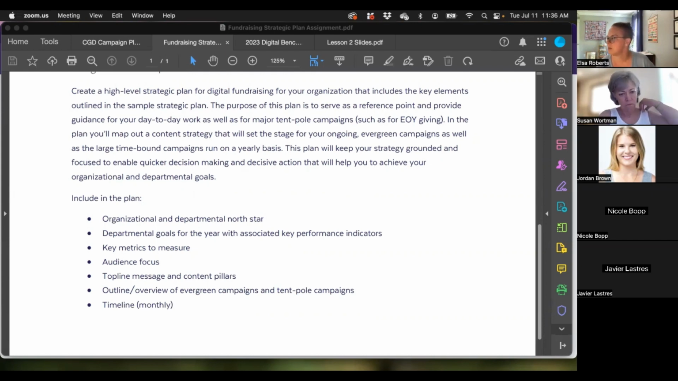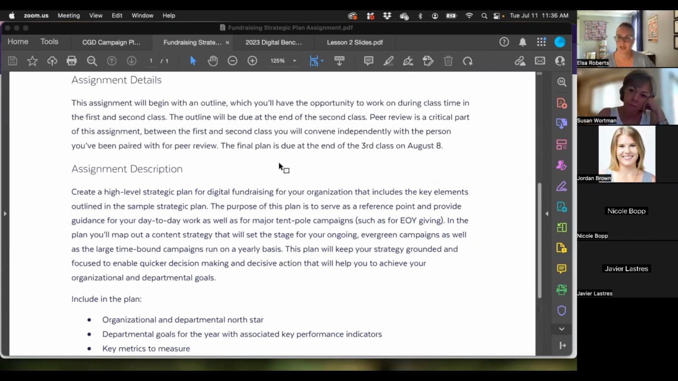Kim, you asked a good question. This was geared towards digital fundraising. However, if the way that you conceptualize your fundraising plan is to have it be comprehensive and you aren't doing a separate plan that is just focused on digital, then by all means, develop a comprehensive plan for your whole fundraising program. That includes your direct mail and other types of outreach efforts.